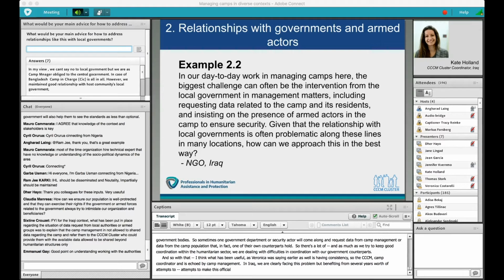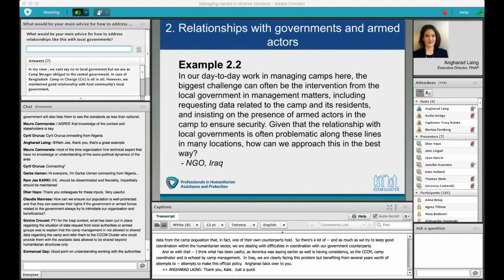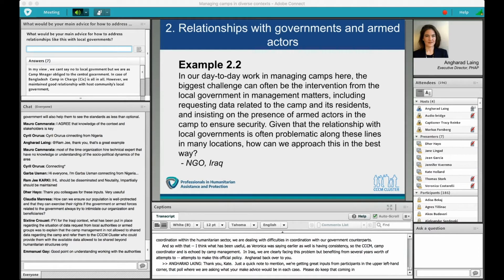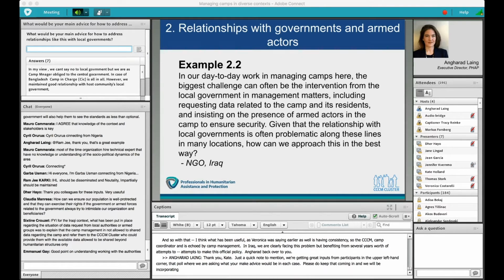Okay, thank you, Kate. Just a quick note to mention, we're getting some great inputs from participants in the upper left-hand corner, that poll where we're asking what your main advice would be in each case. Please do keep that coming in, and we will be incorporating all of those inputs into the event follow-up. So we have a third example in this category that I'd like to turn to now.